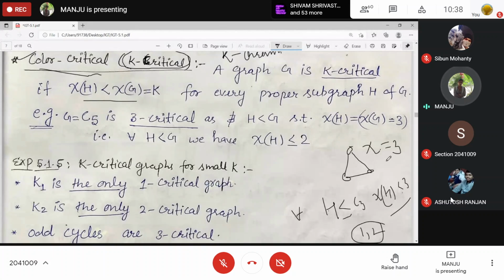So can we say odd cycle? C5 is also working like that. C5, say, if you remove one edge, it will be P5. P5 is what?